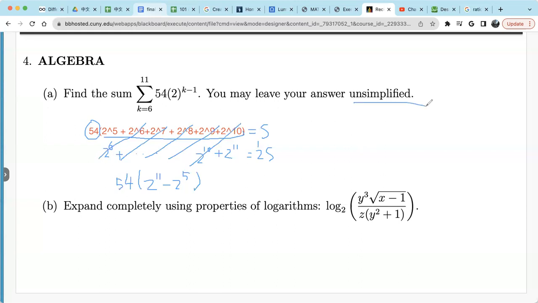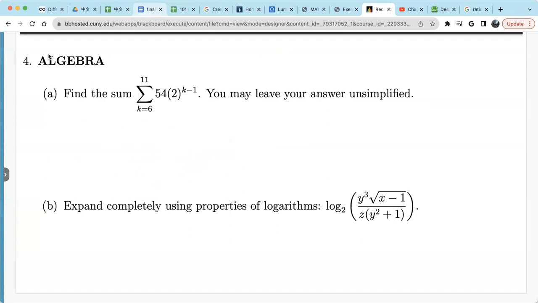So we don't have to simplify this. The answer is 54 times 2 to the 11th power minus 2 to the 5th power. Okay, that's this one.